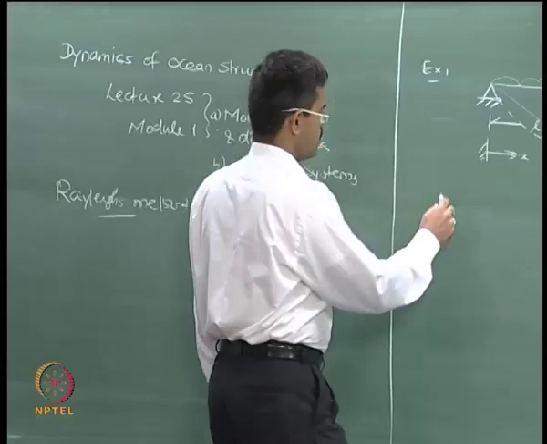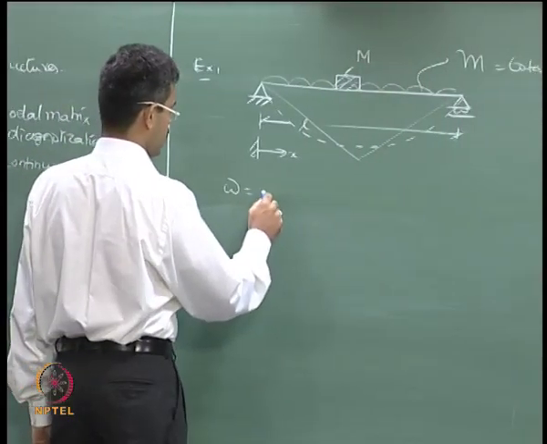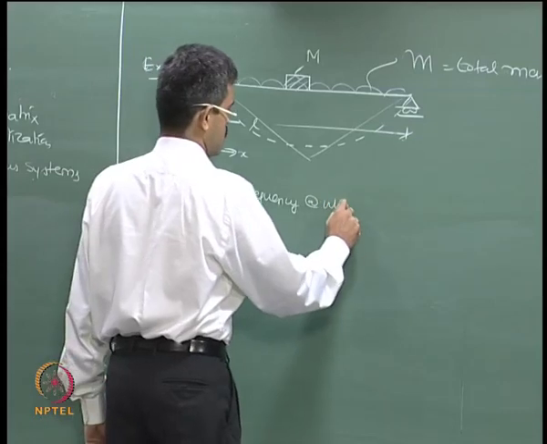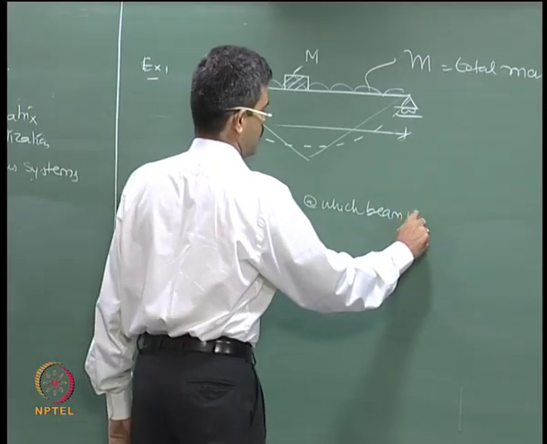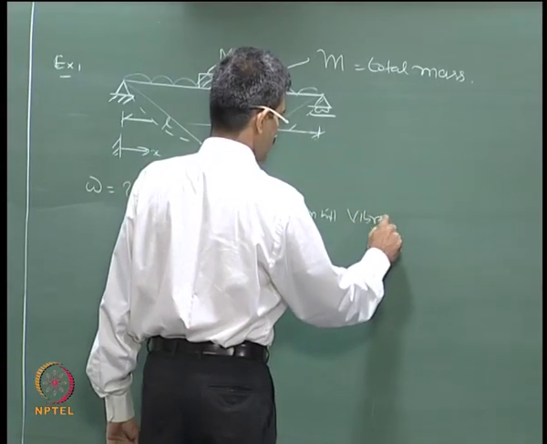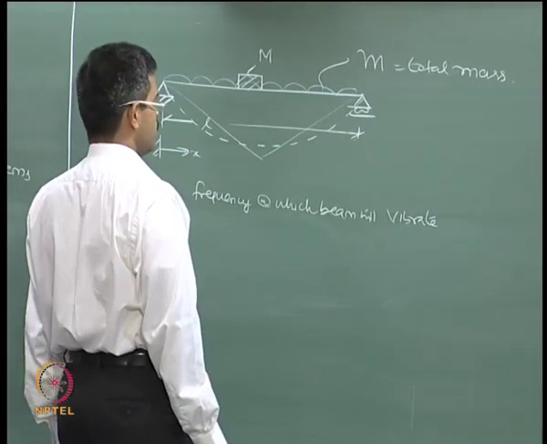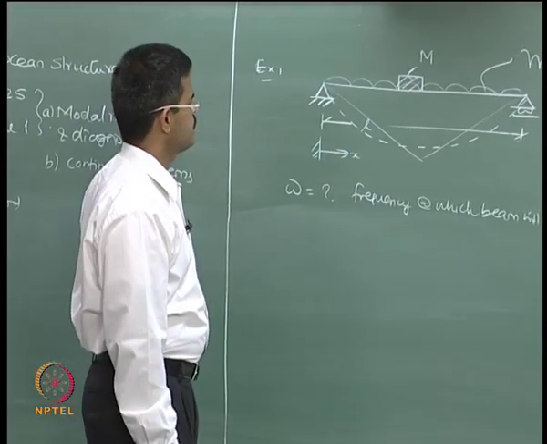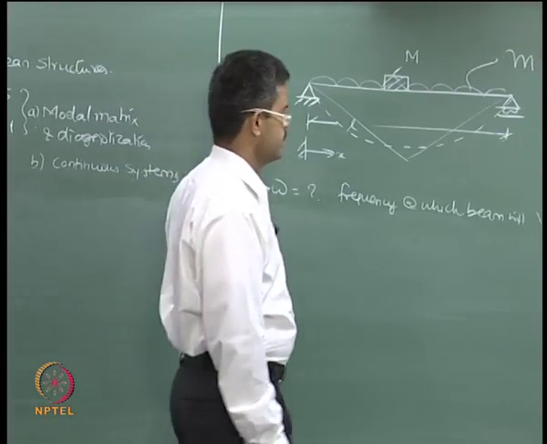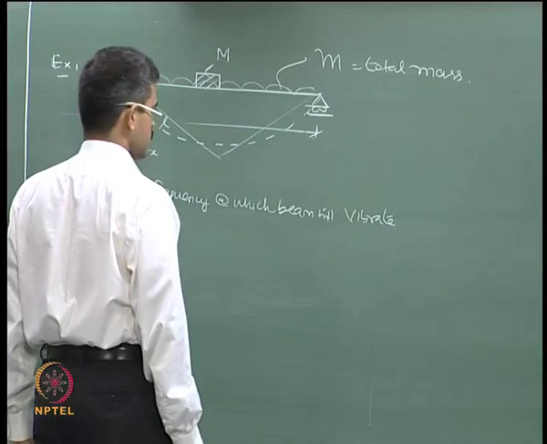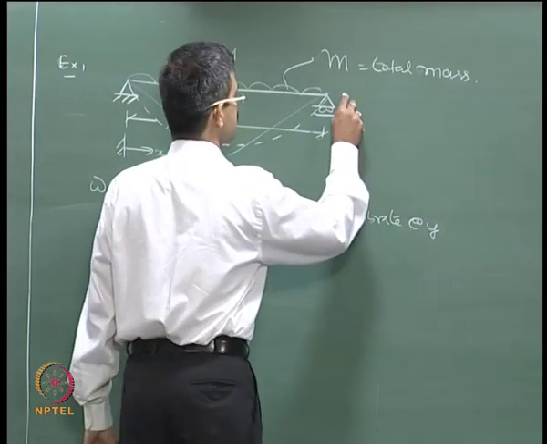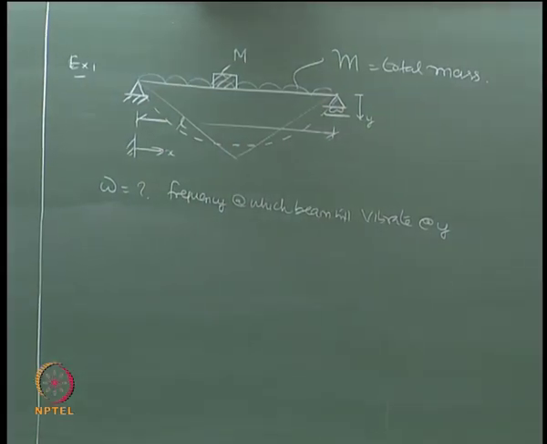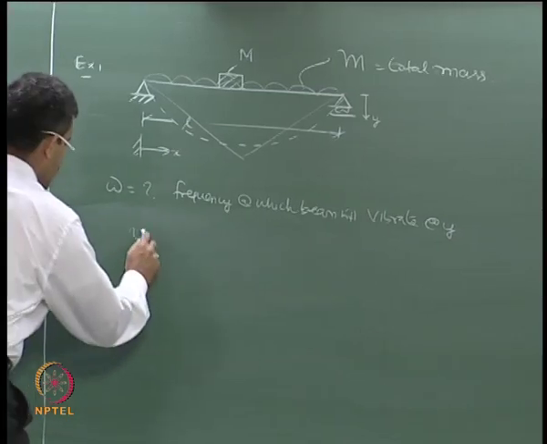I want to know what is the frequency at which this is vibrating. So determine the frequency at which the beam will vibrate in the translational degree, that is the degree normal to the axis of the member. So I should say at y, and this is my y. Let us say first find out the shape function y.